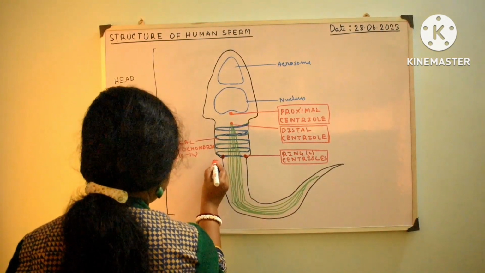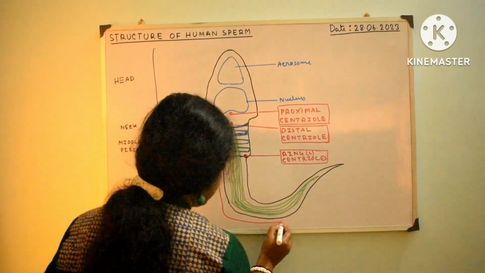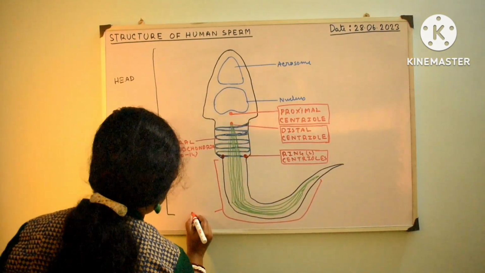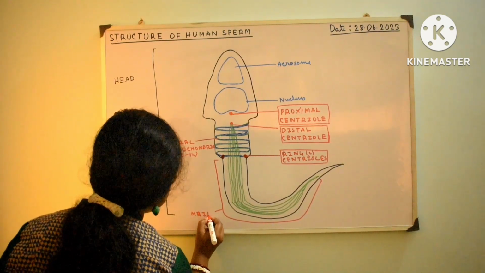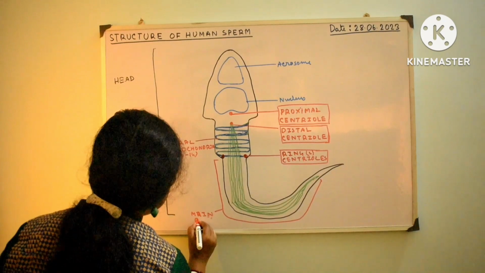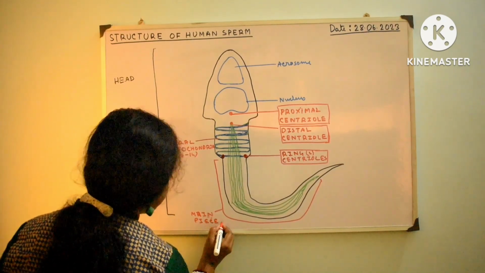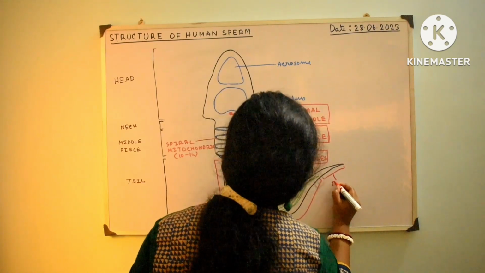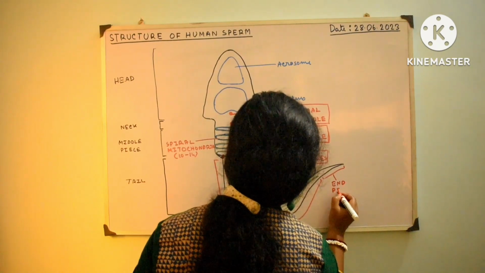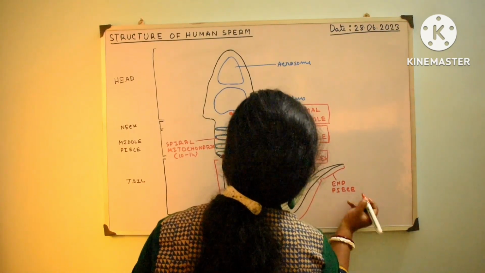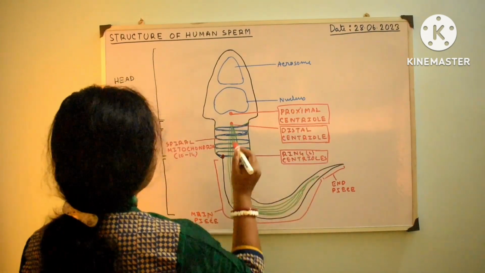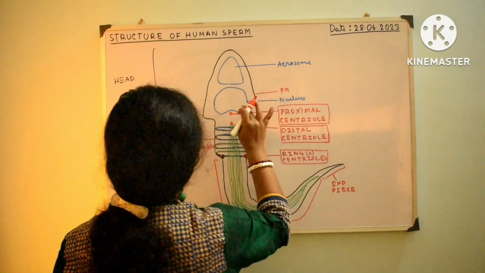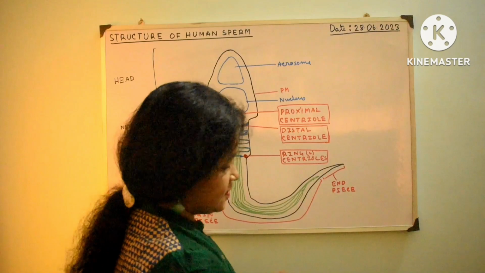The first part, up to here, is known as the main piece. And this one is known as the end piece. This one is PM, the plasma membrane. This outer layer is known as the plasma membrane.